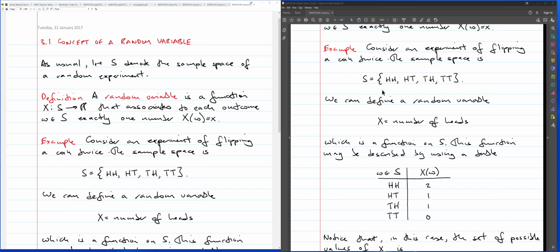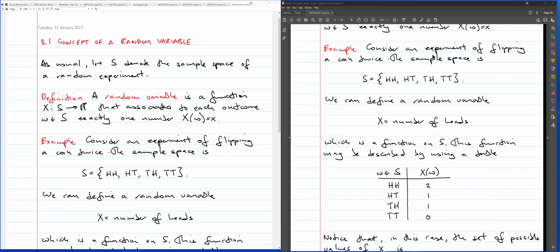With this experiment and this sample space, what we could define is a random variable, and your random variable is counting the number of heads. So for example, if you perform this experiment and you get head first and then a head again, so you get head head, then for that outcome you get a value of the random variable. You get a value of 2. Each of your outcomes over here is going to get a certain value for your random variable.